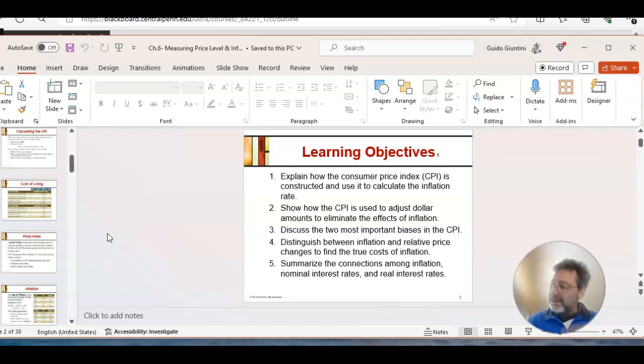And over time that accumulates a lot. So it's important to understand how this works. Okay, so these are the topics of the chapter. Make sure you understand that. Review the chapter. Email me if you have any questions.